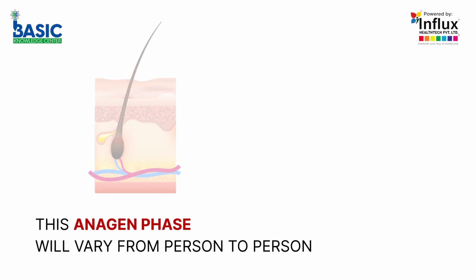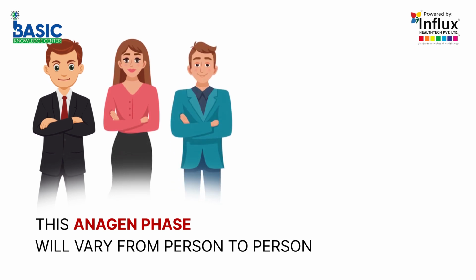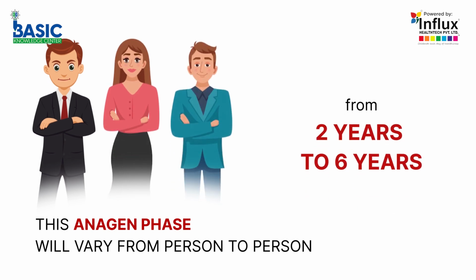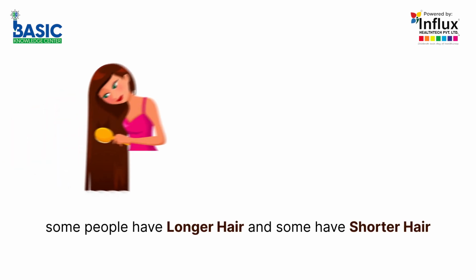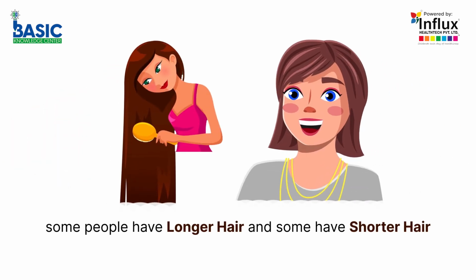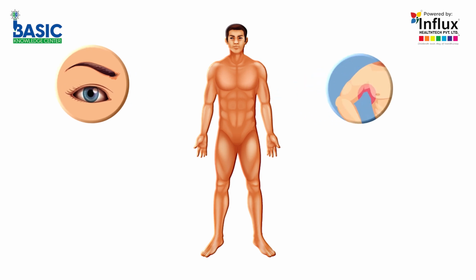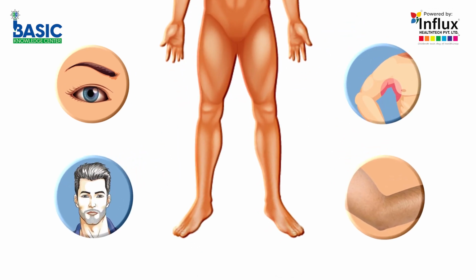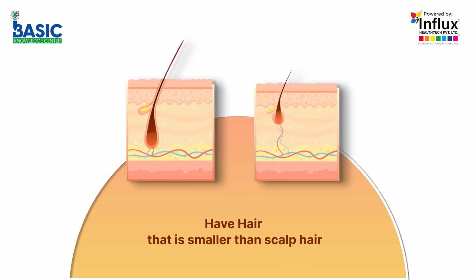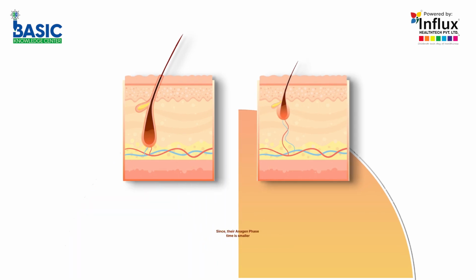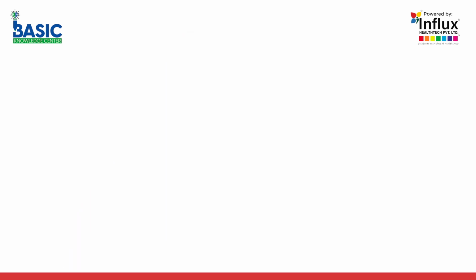This anagen phase will vary from person to person and can remain from 2 years to 6 years. Because of this, some people have longer hair and some have shorter hair. Different body parts like the eyebrows, armpits, face, arms, legs, etc. have hair that is smaller than scalp hair, since their anagen phase time is smaller.